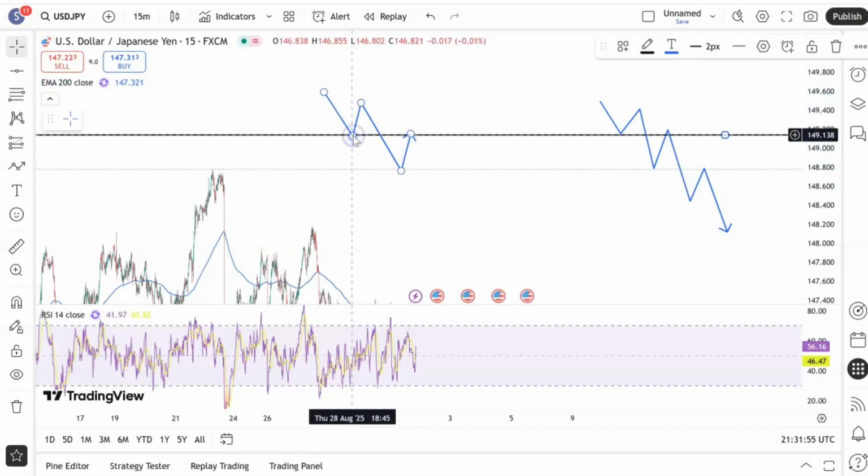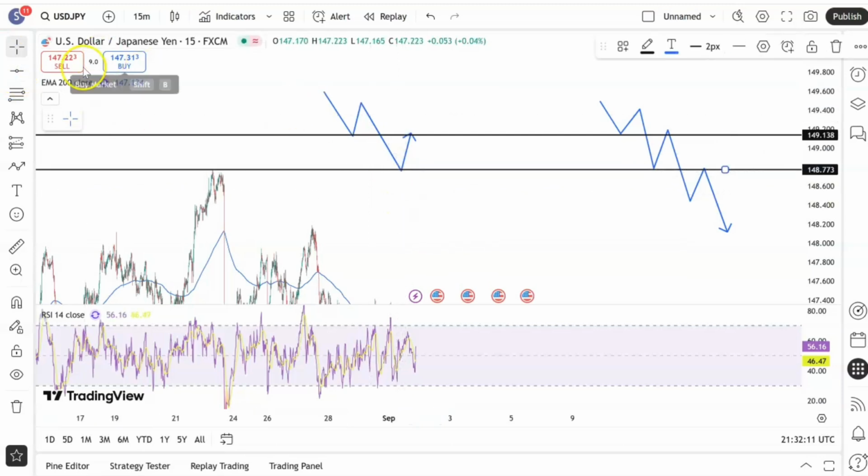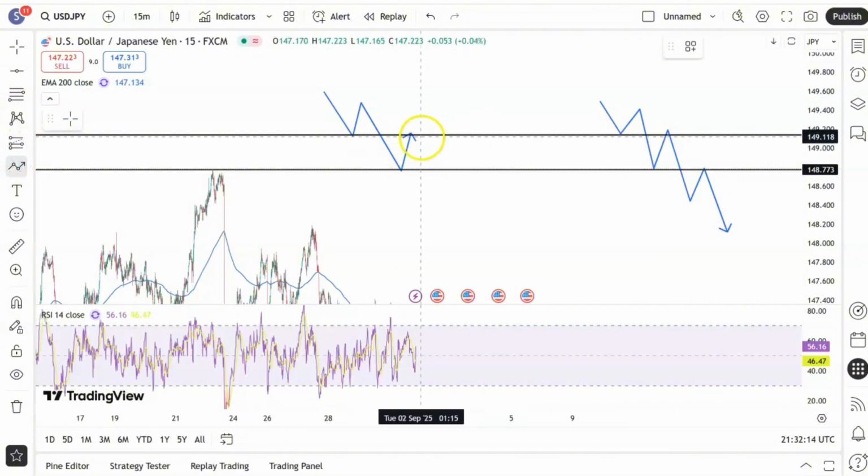So you can see we have this structure being broken at this region here. You also mark here, this is a support. So you mark the support line also. This is also a support here. But now, based on what you can see, this market is trending down. So you wait for this price to break out of this support. This is a support region here. You wait for it to break out.